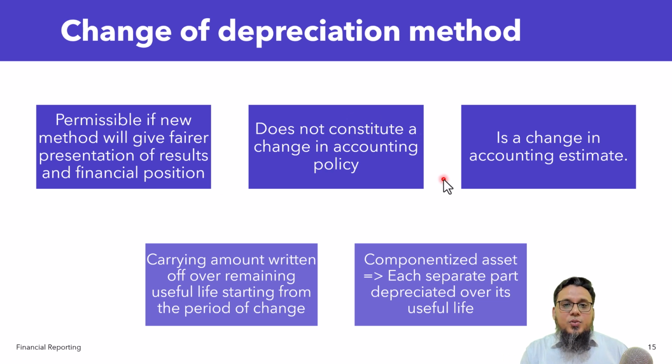It is not a change in accounting policy. Now, there is a separate accounting standard which deals with how the impact of a change in accounting policy should be dealt with. But this is not a change in accounting policy. The policy is to depreciate an asset or keep it on a historical cost model. It is a change in accounting estimate, though. So the carrying amount is written off over the remaining useful life starting from the period of change, and for a componentized asset, each separate part is depreciated over its useful life. So when a change in depreciation method occurs, whatever the carrying amount is, it is written off over the remaining useful life starting from the period of change, based on the new method that the organization has adopted.